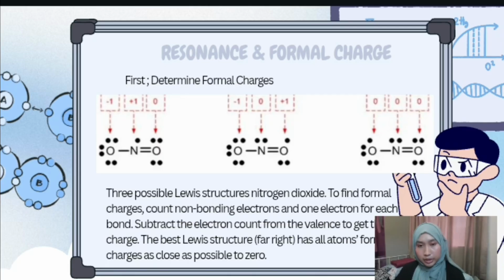For this example, the best Lewis structure is the far right one, because it has all atoms with formal charges as close as possible to 0.